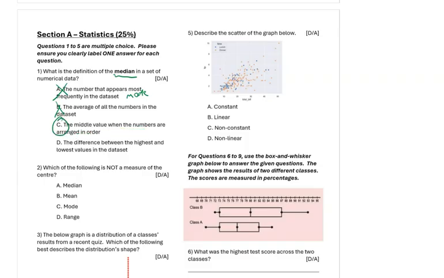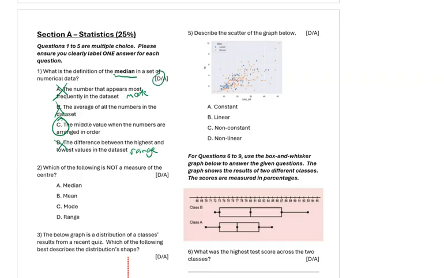Let's circle it, but let's read the next one. D, the difference between the highest and the lowest. That's actually the range, that definition there. So it's definitely not that one. So C is the answer to that one. If you got C right, you were going to get a developing mark.